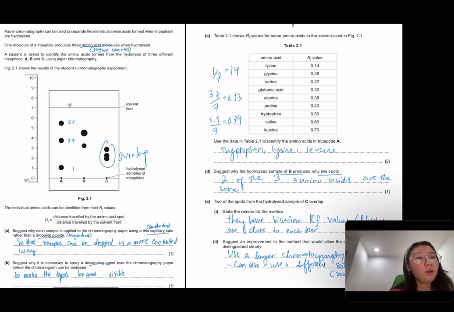Alright, question D. Suggest why the hydrolyzed sample of B produces only 2 spots. Again, you can kind of guess already, if the amino acids are the same, they will be produced at the same spot. So 2 of the 3 amino acids are the same, that's why there's only 2 spots.